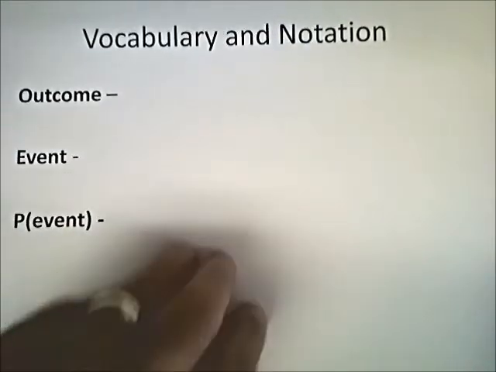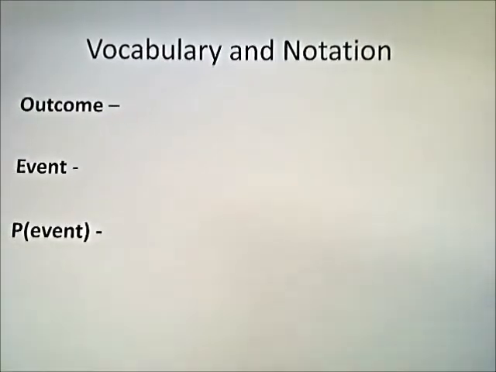All right, the vocabulary and notation regarding probability would be the next thing that we're going to look at. There are a couple terms that we need to certainly be familiar with, and I'll write those down. If you wouldn't mind, write that down also in your notebooks, that would be extremely helpful. So the first word is outcome.